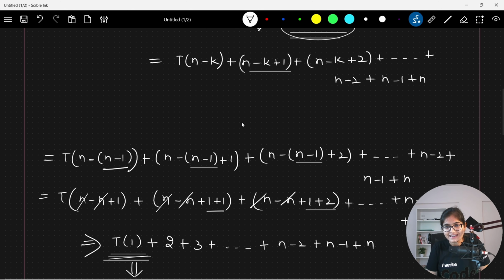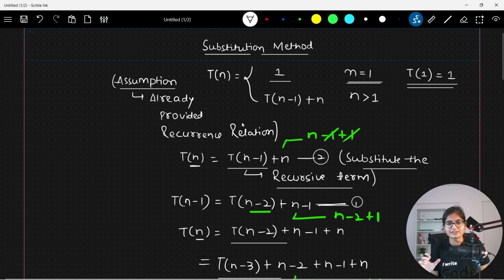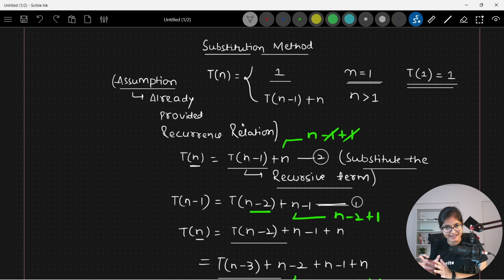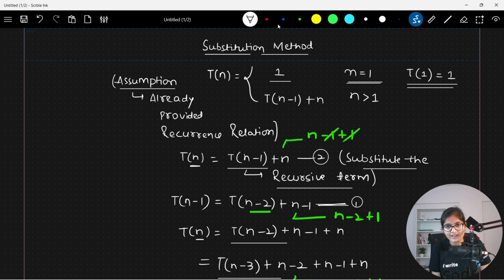This is how, with the help of the substitution method, we can solve any recurrence relation step by step. The one thing you have to take care of is that for the recursive term that you have, for example in this question provided to us, this is the recursive term. We will try to substitute it until what point of time? Until the base case condition is met.